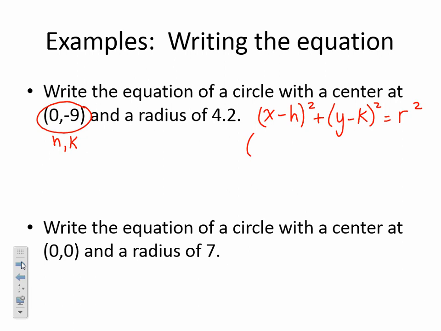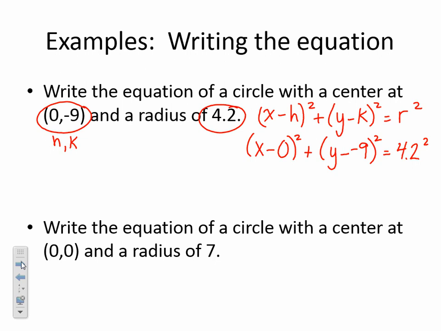So it would look like x minus the h, which is 0, squared, plus y minus the k, which is -9, squared, equals the radius squared. Now in this case, the radius is 4.2, so 4.2 squared.